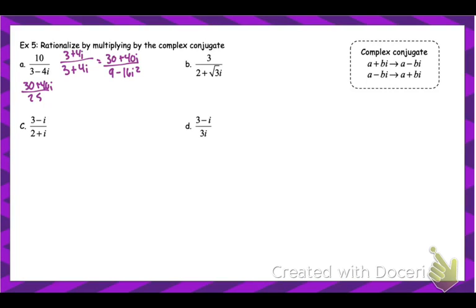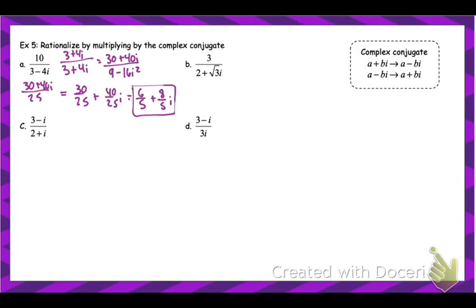And then I can separate this into the real part and the imaginary part. And then I can reduce those. And I have my answer in standard form. B is a really good example of why we usually write the i over here. Because again, it's kind of hard to tell that i is not under the square root. Okay, that i is not under the square root.